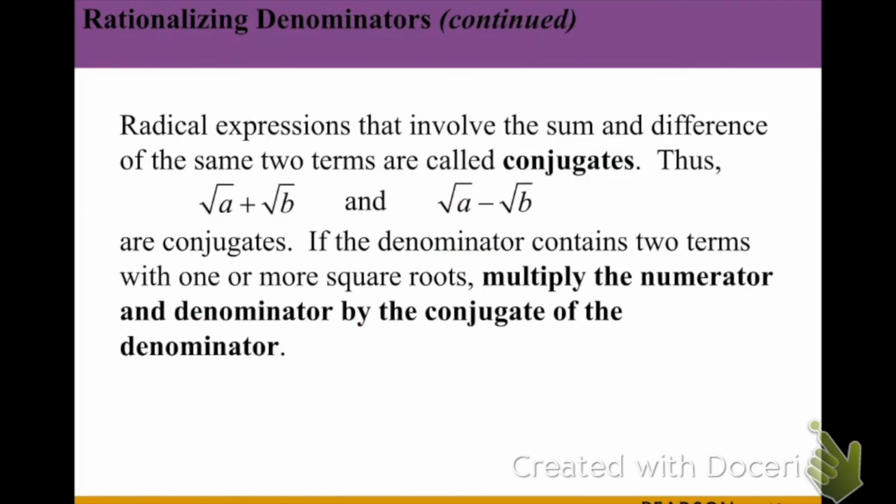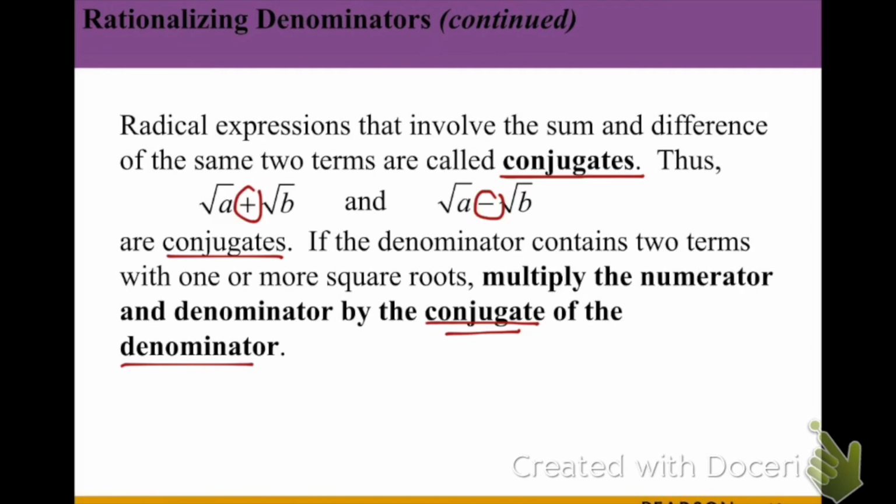Oh, and actually, back up. In some cases, when it's not just one radical in the denominator, where there are radical expressions that involve the sum and difference of the same two terms, this is when we're going to use conjugates. For example, if we have the square root of a plus the square root of b, then the conjugate of that would be the square root of a minus the square root of b. It's just flipping the sign.